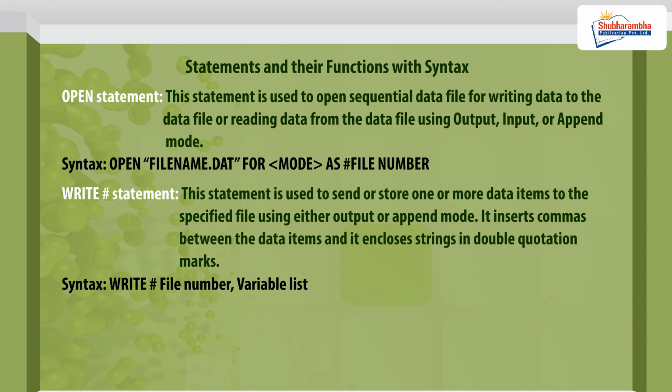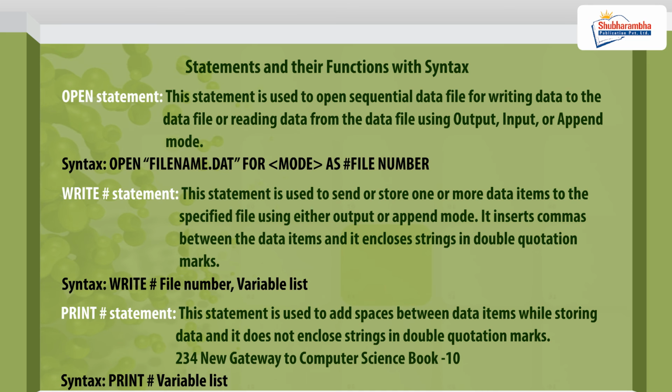WRITE # statement. This statement is used to send or store one or more data items to the specified file using either output or append mode. It inserts commas between the data items and encloses strings in double quotation marks. Syntax: WRITE #filenumber, variable list.